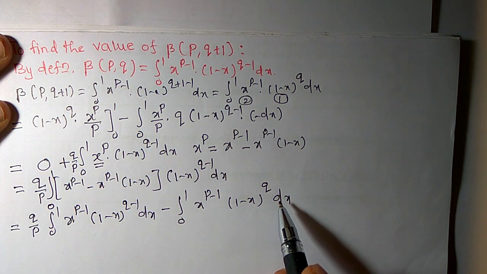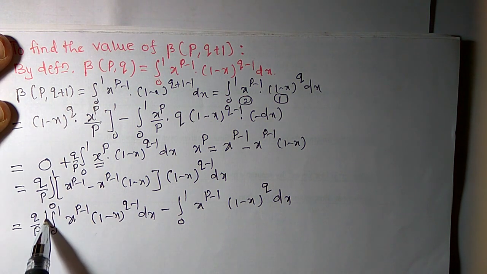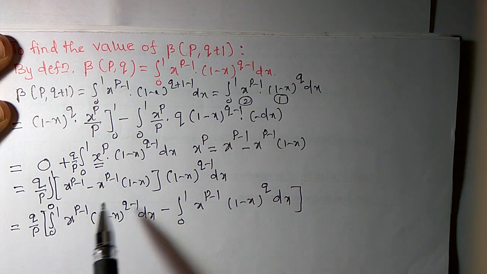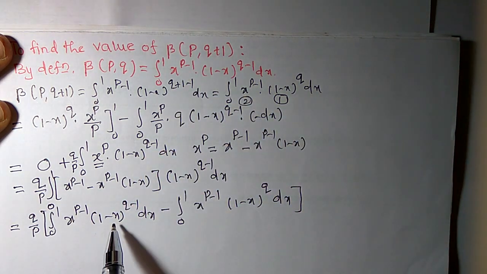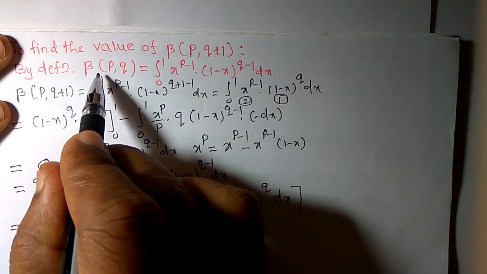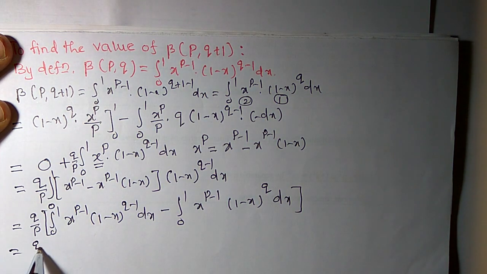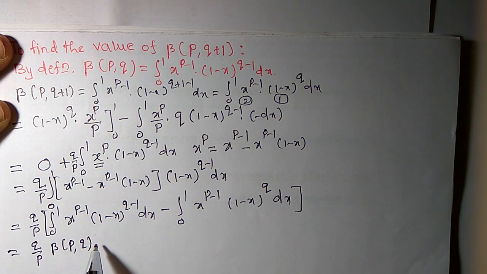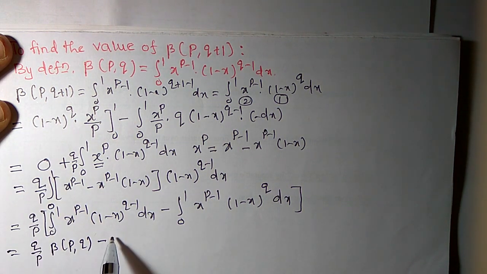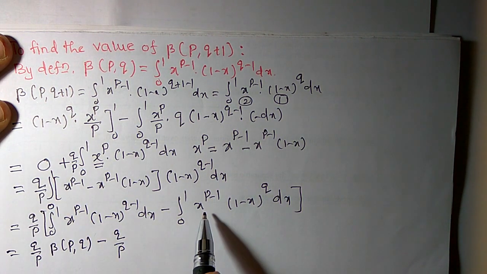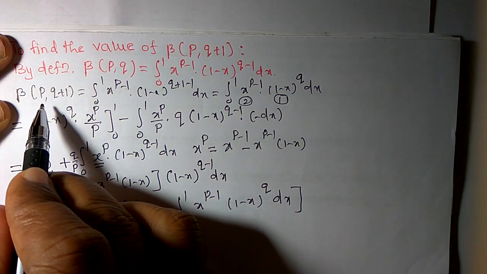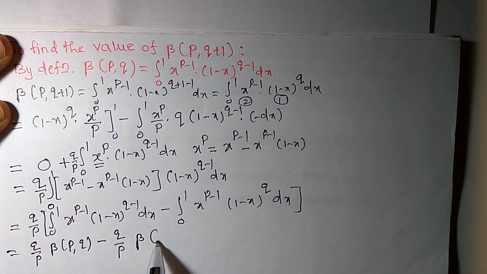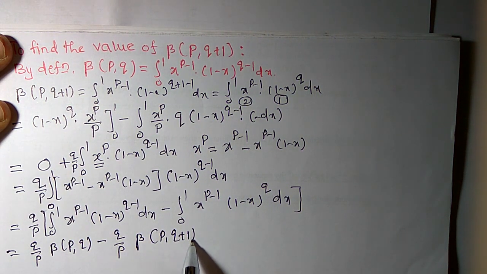Is it clear? Right? So this can be compared with the definition of beta function, x raised to p minus 1, 1 minus x raised to q minus 1. So this can be replaced by q by p beta of p comma q minus, so q by p is constant, this can be written as p comma q plus 1. Is it clear? So beta of p comma q plus 1.